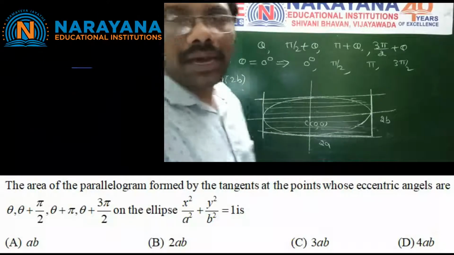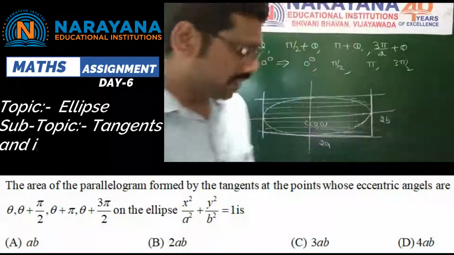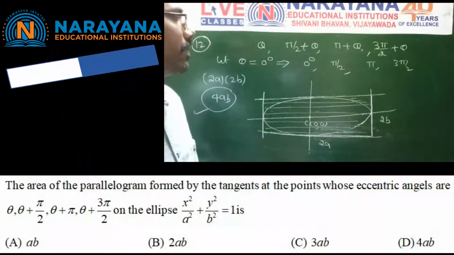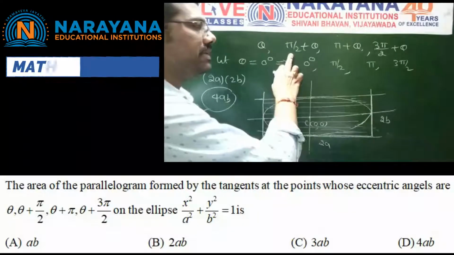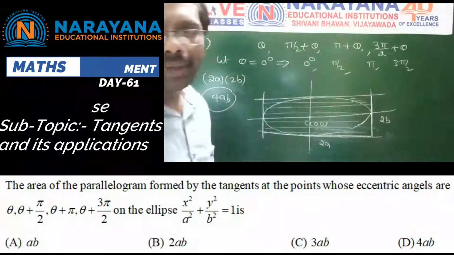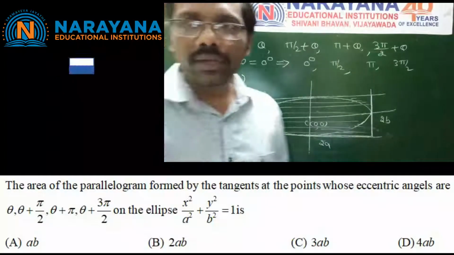Therefore, the area of the parallelogram formed by the tangents at theta, 90 plus theta, 180 plus theta and 3 pi by 2 plus theta is 4ab.